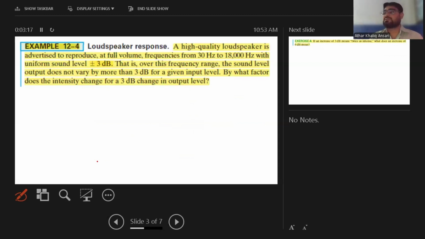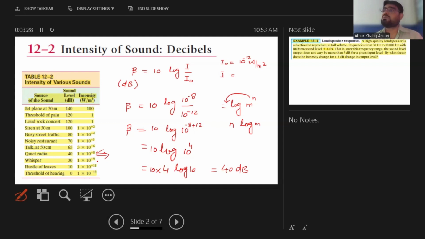But you also need the formula, how to use it. You have a calculator, you can just use the calculator. Like Kareem, can you just substitute the value 10 log of 10 to the power minus 8 over 10 to the power minus 12? So it's directly 40. You don't need log base 1, just use simple log. So you will get it.